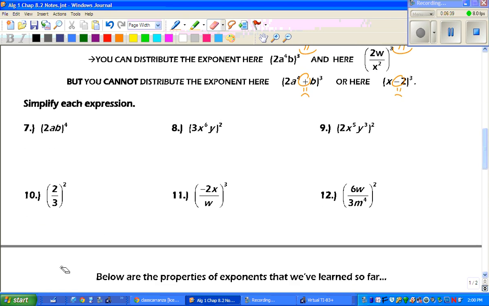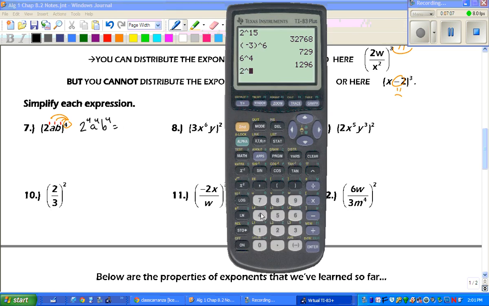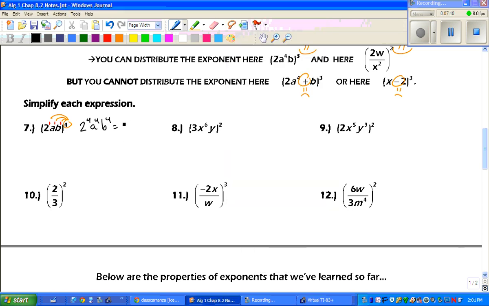All right, simplify each expression. Now, remember, if there's no number, no exponent, there's always a 1. So you just have to make sure to distribute that to all of those, which gives us 2 to the fourth, a to the fourth, and b to the fourth. And you can simplify 2 to the fourth power, which is 16. So it's really saying 16 a to the fourth b to the fourth as your final answer.